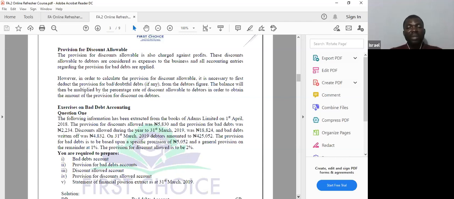Out of this 150,000 that I want to collect, it's possible that some people will not pay me on time this year, they will pay me next year. So in order for me to be on the safe side, let me use a proportion. Let's use 0.5% to estimate whether they will pay or not. So the trade receivables minus provision for doubtful debt, close bracket, times your discount allowed percentage, will give you the provision for discount allowed.